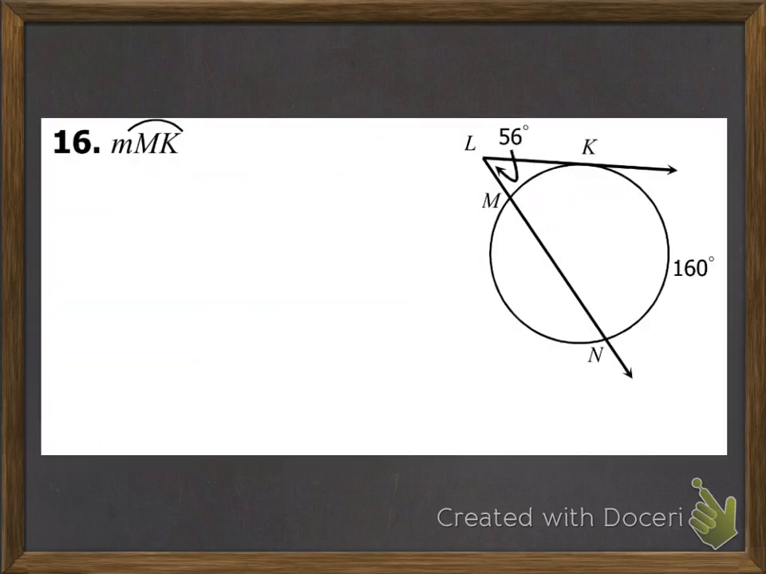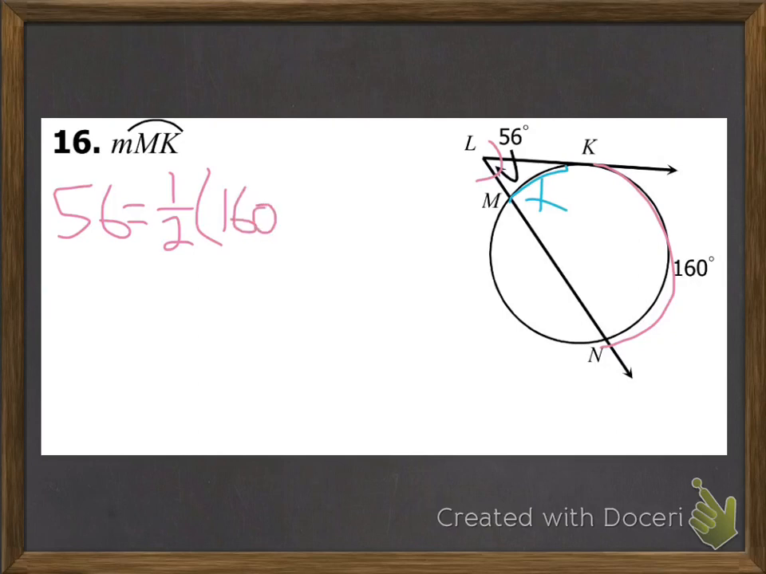Now let's find the measure of MK, which is actually the smaller arc this time. So, still going to be the same process actually, only now we're looking for the smaller one. So, we have our angle here of 56. So 56 is going to be equal to 1/2 times, and now we're actually going to put the 160 first, because remember, you always put the bigger arc first. So, let's try again. 160 minus x.